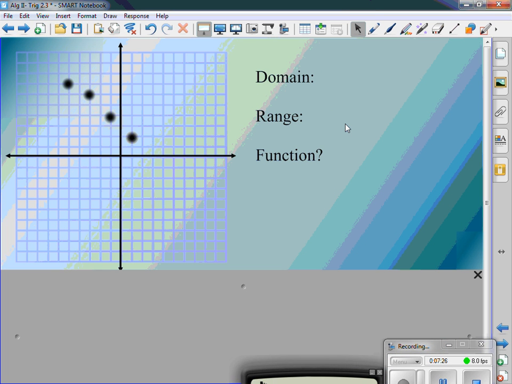Right. I have this right here. I want to know the domain, I want to know the range, and I want to know what the function is, if it's a function. So copy this down first.